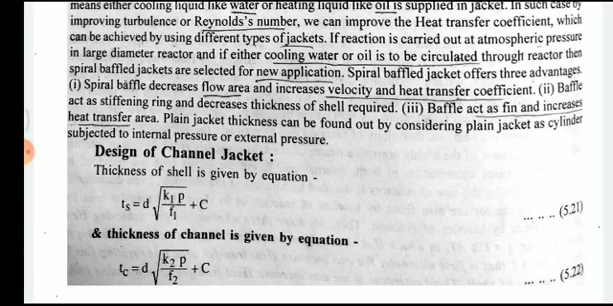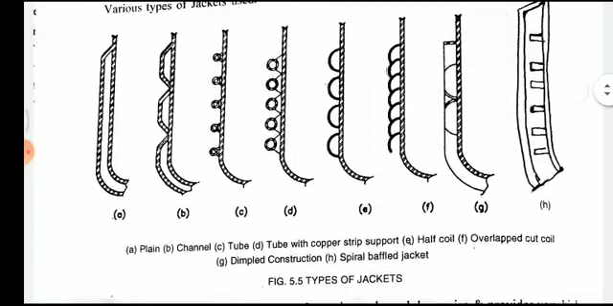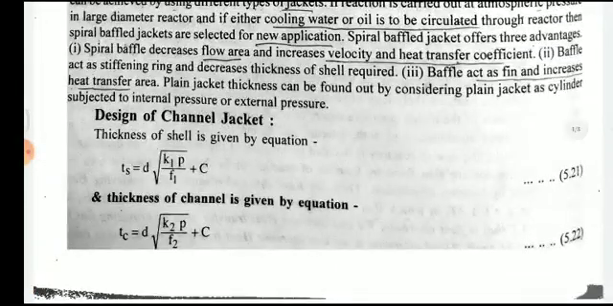Now the design of the channel jacket. The channel jacket is shown in figure B. The thickness of the shell is given by these equations, which give the minimum required thickness for the channel jacket. The thickness of the shell is given by ts = D√(K1P/F1) + C, and the thickness of the channel is given by the next equation.